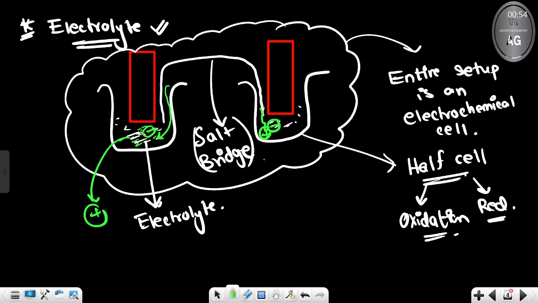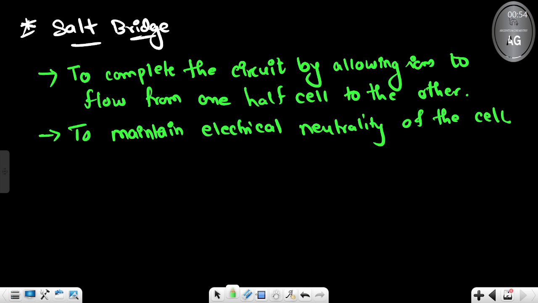Clear? So instead of this line, I should say that it will maintain the electrical neutrality of the solution present in both the half cells, rather than the cell.